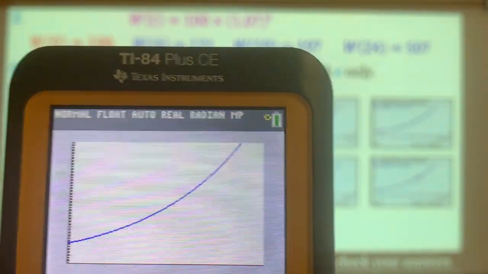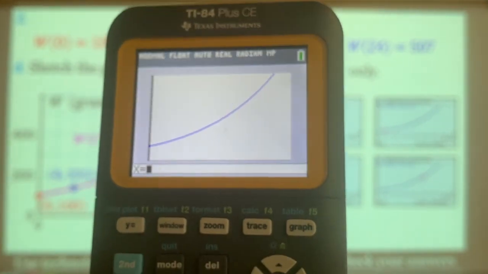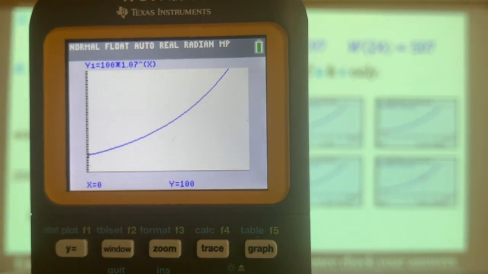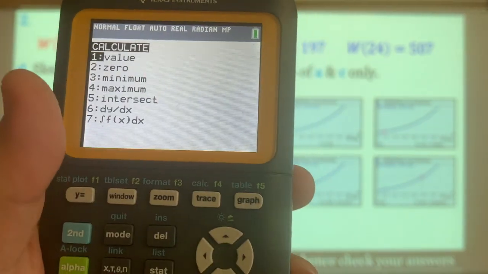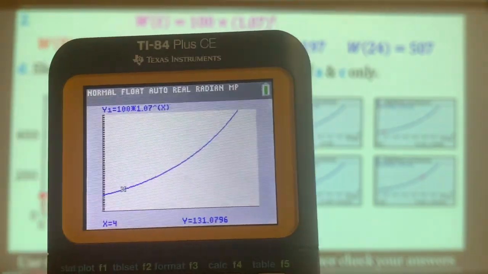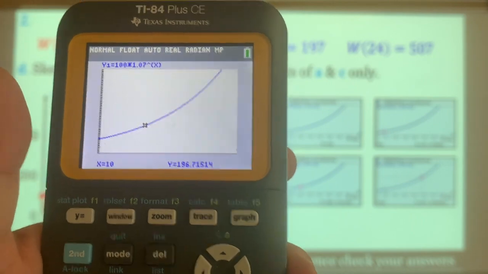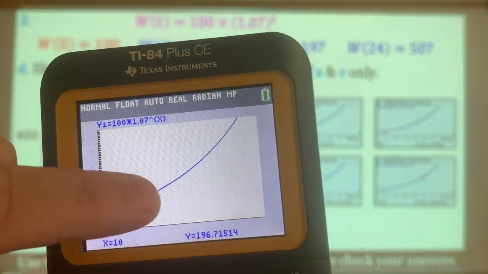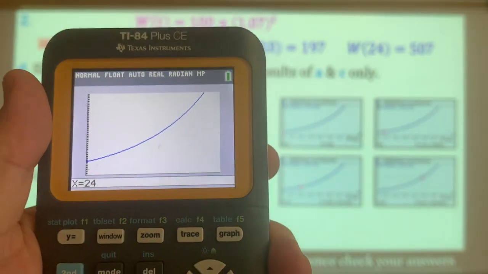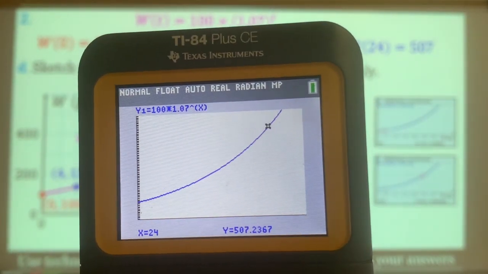Now say you want to calculate this stuff. Instead of zeroing it out, you can just do second calc, and if you type in value, it tells you when X equals 0, what Y is. Y equals 100. Watch what I do. Second calc, value. When X equals 4, the answer should be 131. Second calc, value. When X equals 10, it should be 197. There you go. Second calc, value, when X equals 24. What do you think? 507? Pops up there, 507. So you're just doing second calc and hitting value, and that gives you the exact answer.